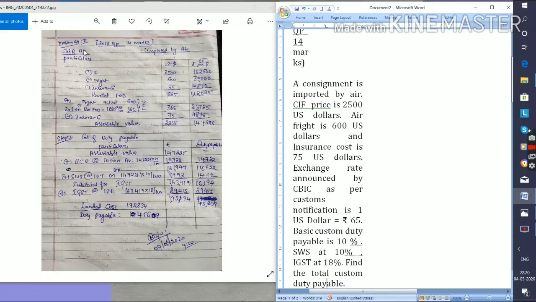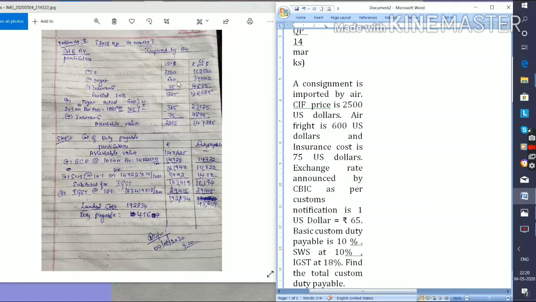Step number 1, calculation of assessable value under section 14 of the Customs Act 1962, and right here in the small corner, it says imported by air. Class, first in the foreign currency and Indian rupees: CIF, cost insurance freight, 2500. When it is converted to Indian rupees, 1,62,500, minus freight and insurance.